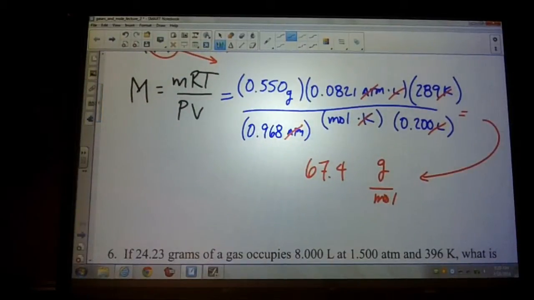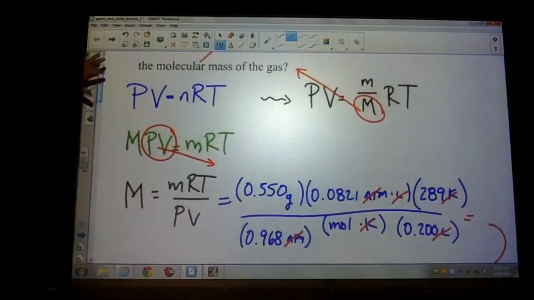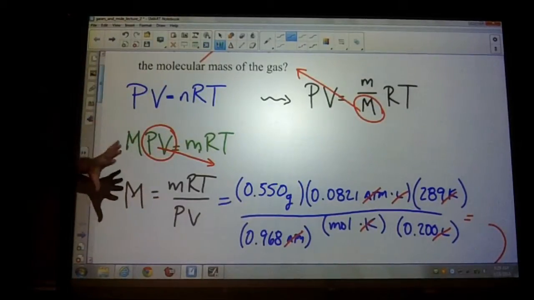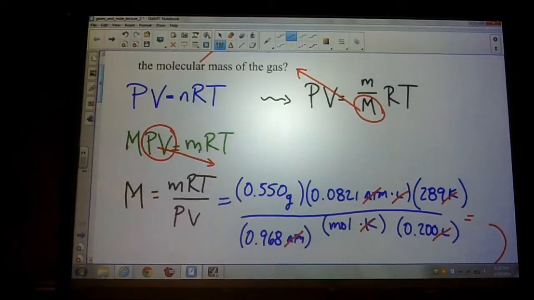But the most important part is going from PV equals nRT to this equation here. I'm not going to have you memorize any of these things. I don't want you to memorize any of the equations because, again, there's so much that we can do with PV equals nRT. So please don't try to memorize all these equations.